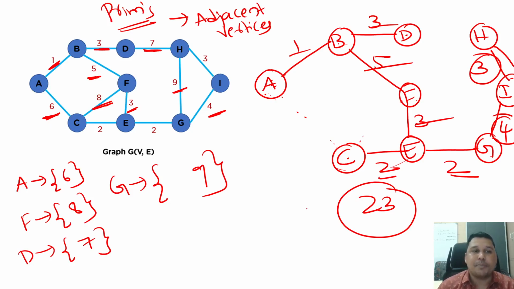Okay, so this is Prim's algorithm, right? You have to always choose the adjacent one and make sure that there are no cycles. Okay, it should be a tree and all the vertices should be covered, right? So this is about Prim's algorithm. In Prim's algorithm, always we go for the adjacent vertices.